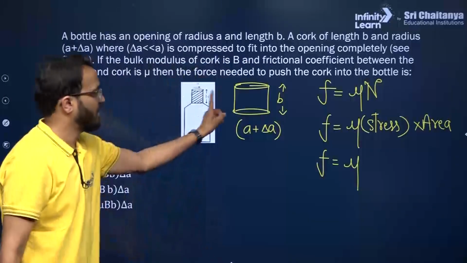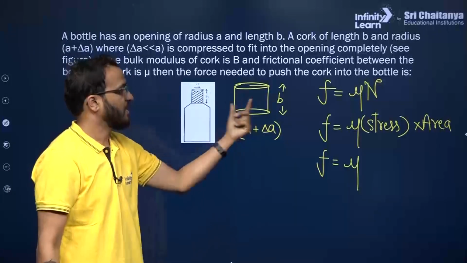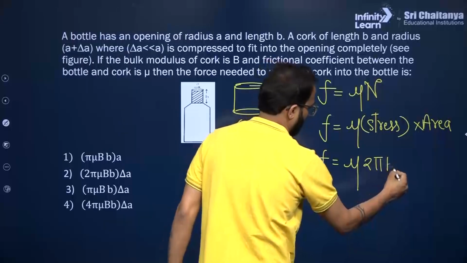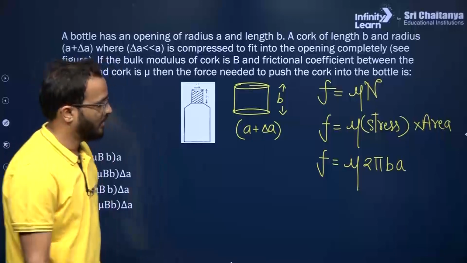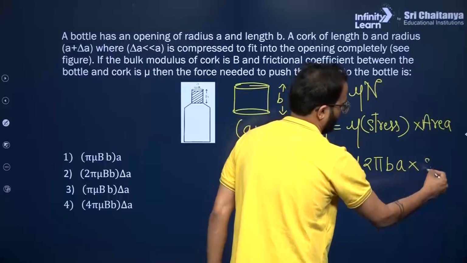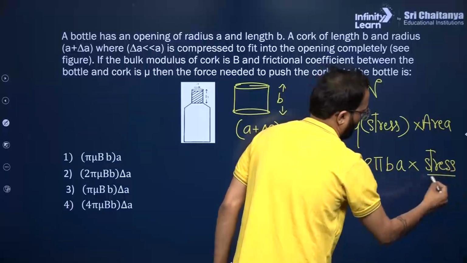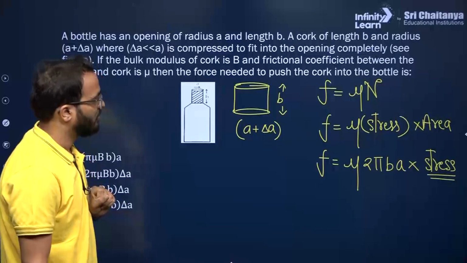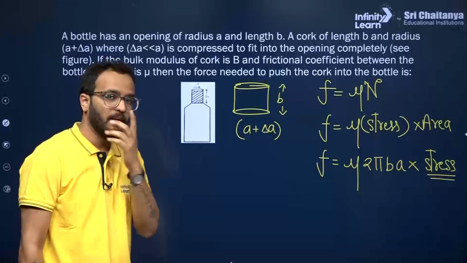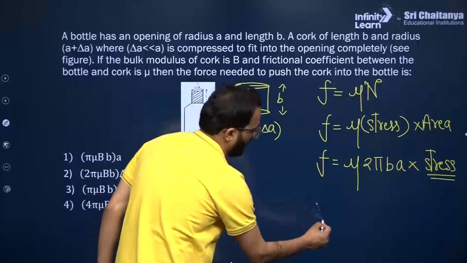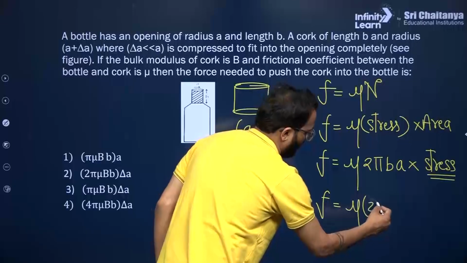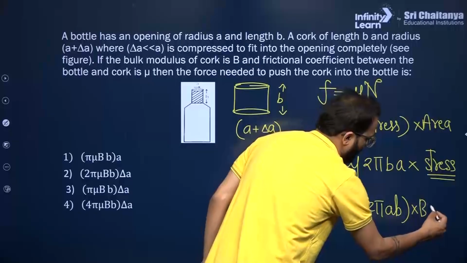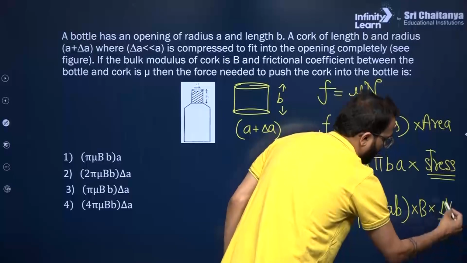Area we know. What is this overall area? This area is 2 pi A into B, right? Area into stress. We need to work upon stress now. Stress can also be written as what? Stress will be bulk modulus into delta V by V, right? So you will say mu into 2 pi AB into bulk modulus into delta V by V, that is volumetric strain.